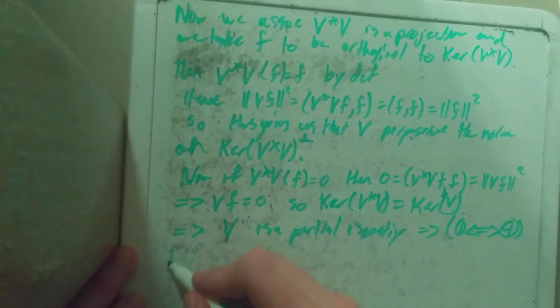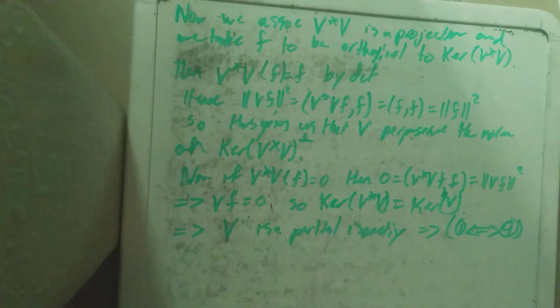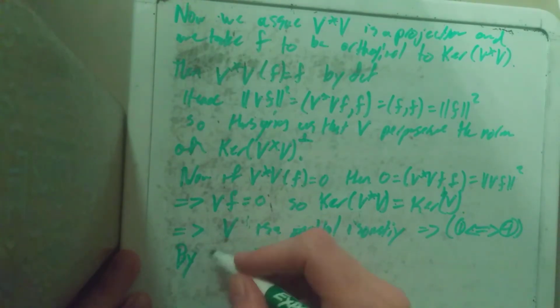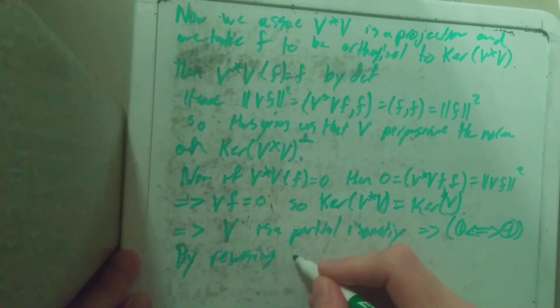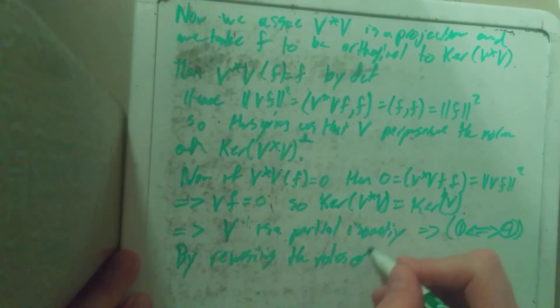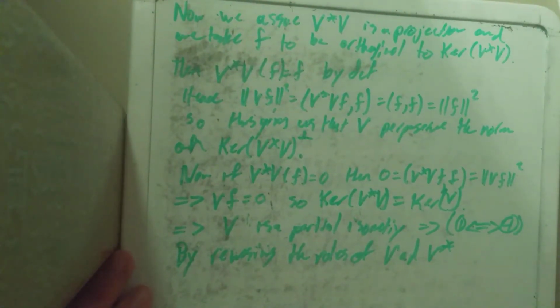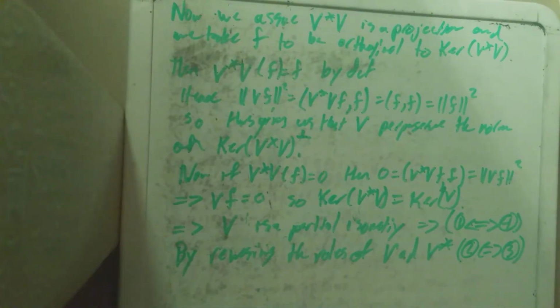Okay. Now because of the symmetry of the problem, we can claim that simply by reversing the roles of V and V star, we get 2 implies 3 and 3 implies 2. And that again just follows from the symmetry of the problem and the fact that their roles can in fact be reversed.